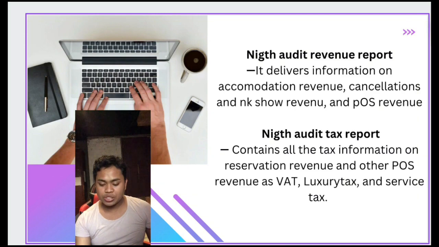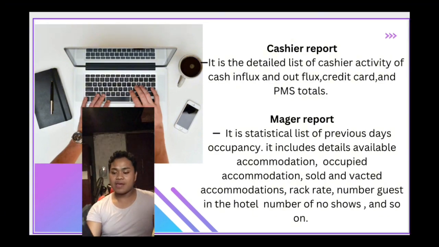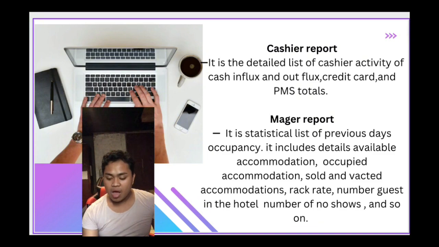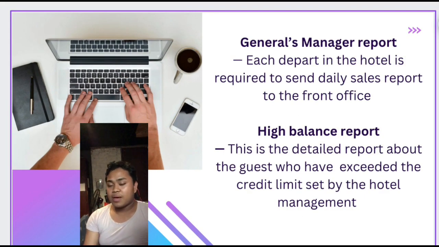Fourth is the night audit tax report. It contains all the tax information on reservation, revenue, and other post revenue, such as VAT, luxury tax, and service tax. Fifth is the cashier report. It is a detailed list of cashier activity, cash influx and outflux, credit card and PMS totals. Sixth is a statistical list of the previous day's occupancy.